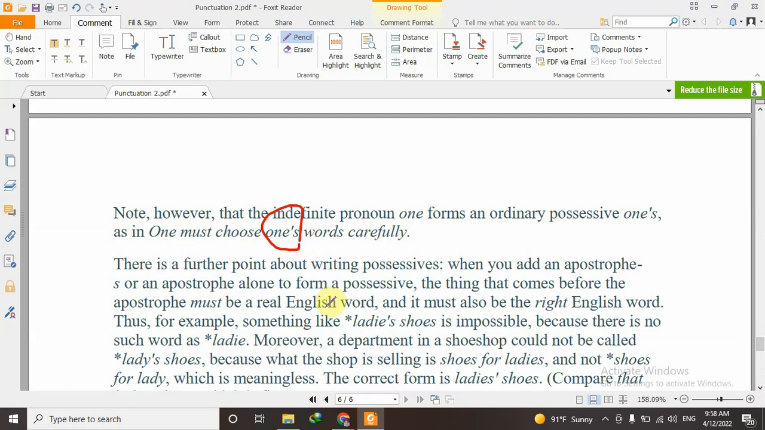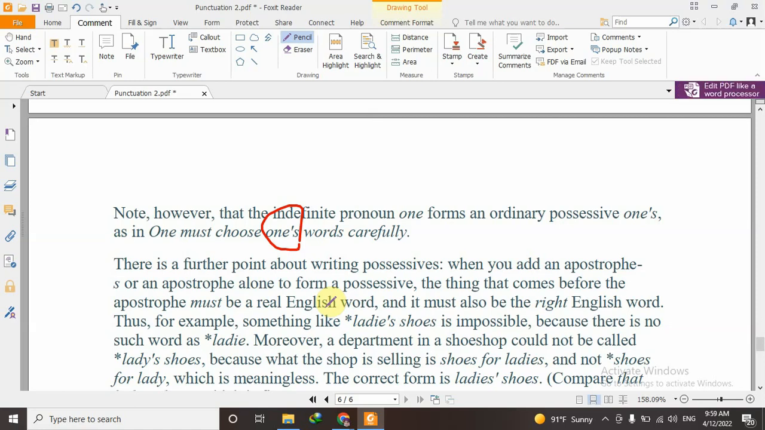There is a further point about writing possessives. Now, when you add an apostrophe, or an apostrophe s, to form a possessive, the thing that comes before the apostrophe must be a real English word. That means a word which is found in English dictionaries, a word which is used correctly in English. Okay? And it must also be the right English word. Notice what I said: right English word. Okay?